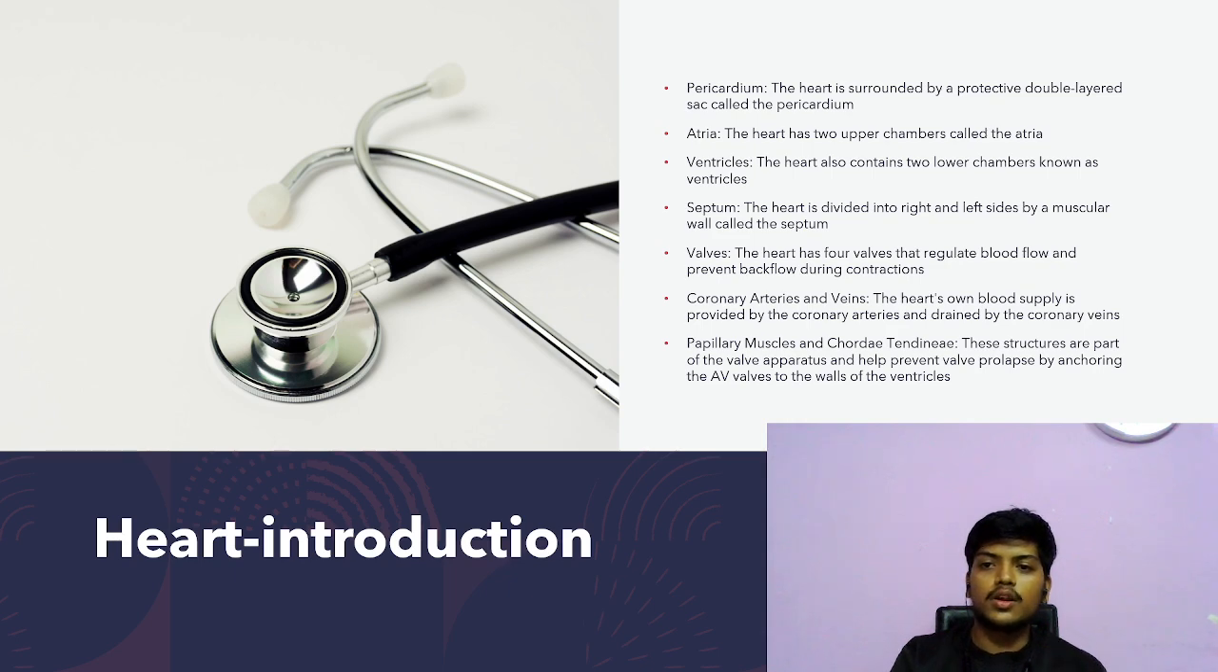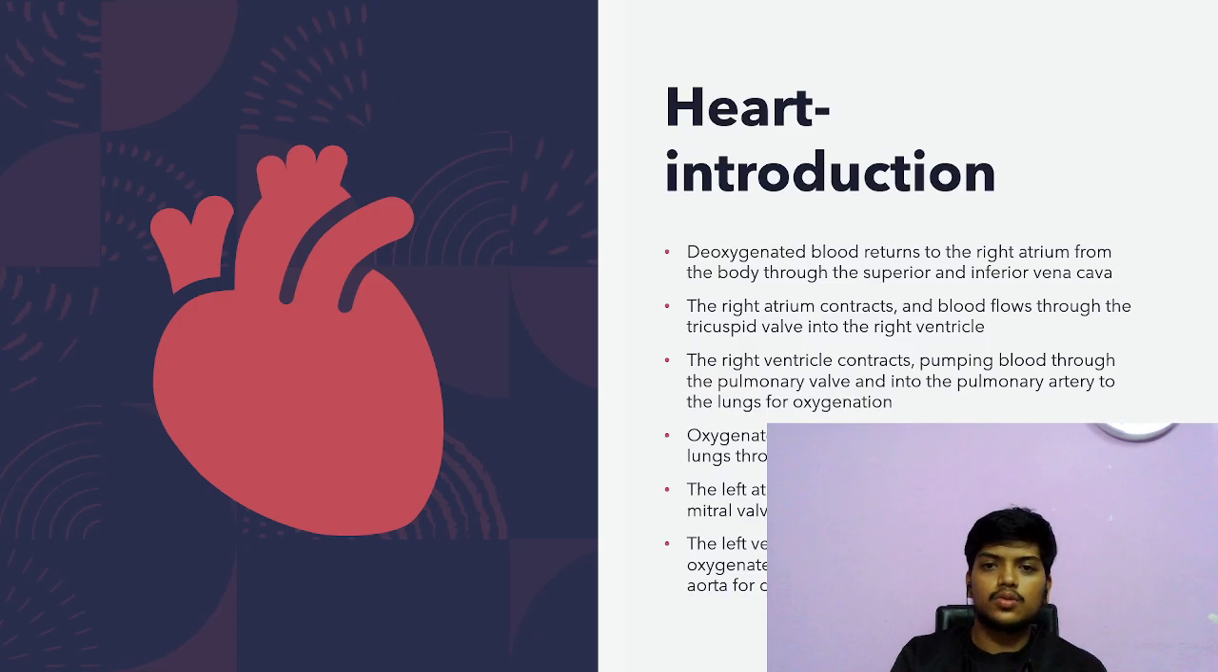The heart has four valves that regulate the blood flow and prevent backflow during contractions. Coronary arteries and veins: the heart's own blood supply is provided by the coronary arteries and drained by the coronary veins. Next are the papillary muscles and chordae tendineae. These structures are part of the valve apparatus that helps prevent valve prolapse by anchoring the AV valves to the walls of the ventricles.